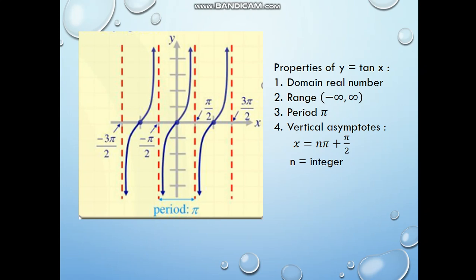Okay, the fourth one is the vertical asymptotes. Vertical asymptotes follow the formula x equal n pi plus pi over 2, where n is a whole number or integer.